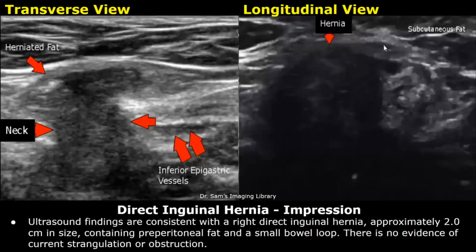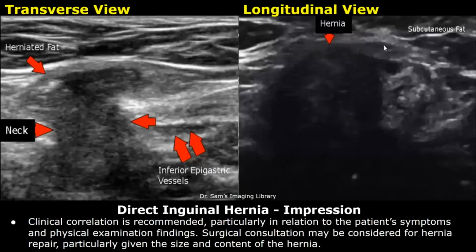This is the impression. Ultrasound findings are consistent with a right direct inguinal hernia, approximately 2 cm in size, containing preperitoneal fat and a small bowel loop. There is no evidence of strangulation or obstruction.